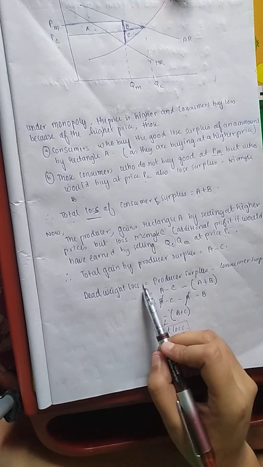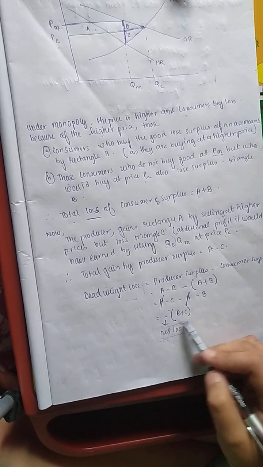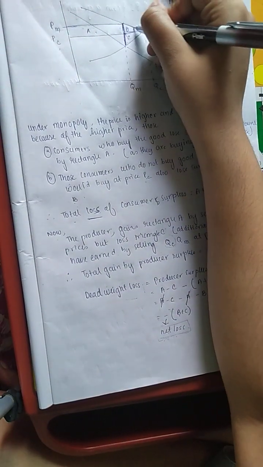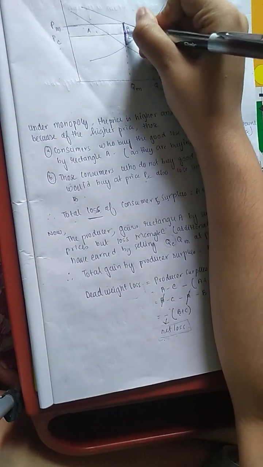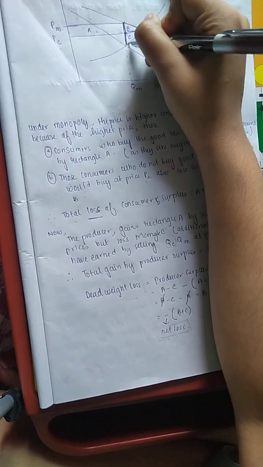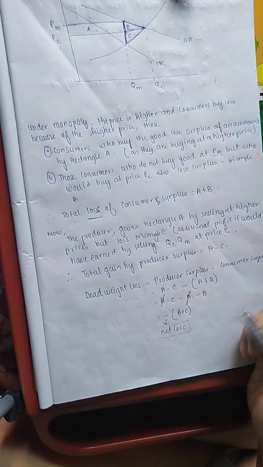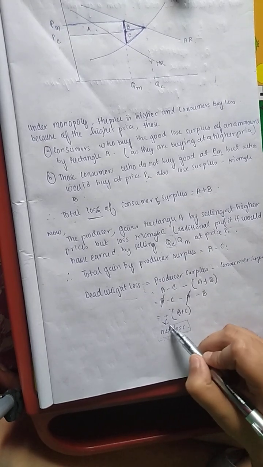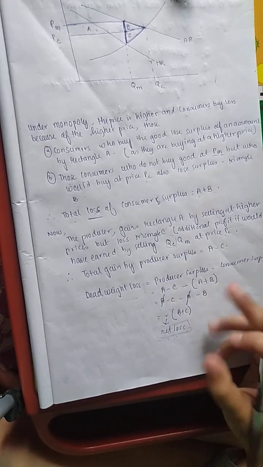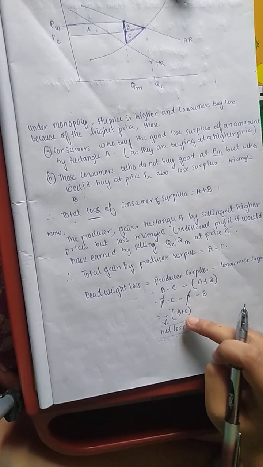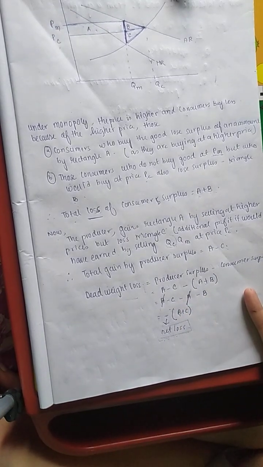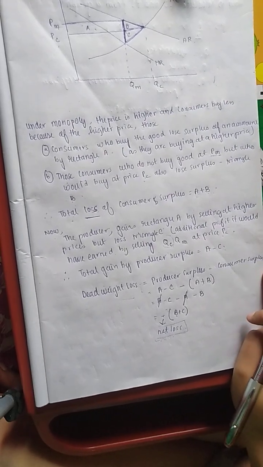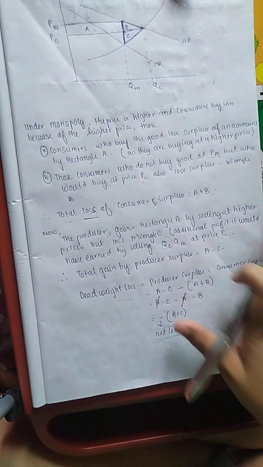So the deadweight loss shows that the monopoly causes a loss of B plus C. This big triangle is the deadweight loss. The minus sign just indicates that it is a loss, nothing else, and this is the amount that is lost. I think this much is clear, and it is very important to understand this deadweight loss.